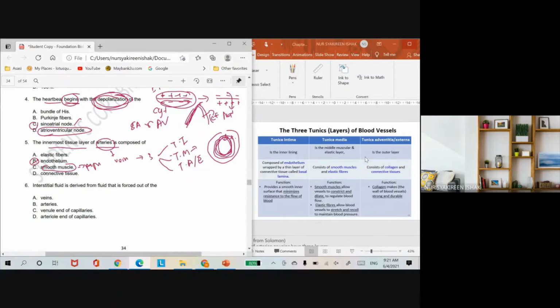Looking here, the tunica intima is composed of endothelium, and its feature is that it is smooth. Why is it smooth? It is to minimize resistance when the blood flows in the blood vessels. For arteries and veins, they have all these 3 layers. But blood capillaries only have the tunica intima. It is only composed of endothelium, wrapped with basal lamina. So that is blood capillaries.